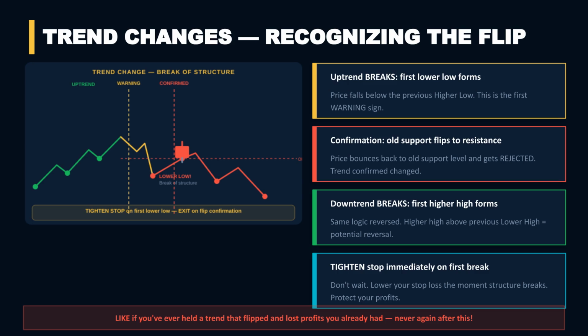This is crucial. Do not hold a trend after it breaks. The moment you see a break of structure, you tighten your stop loss. You prepare to exit. Many traders lose months of profits by holding a broken trend for too long.